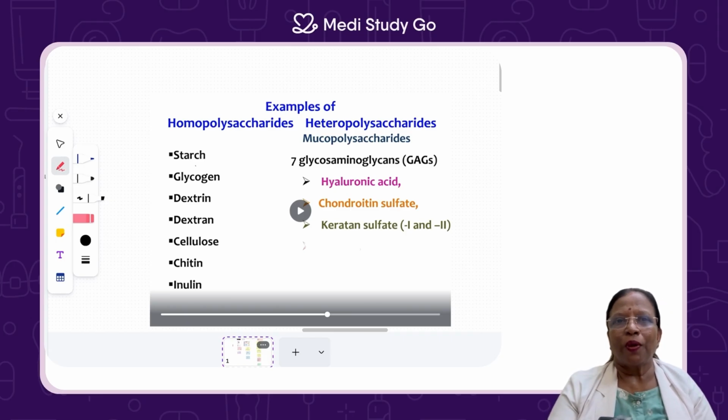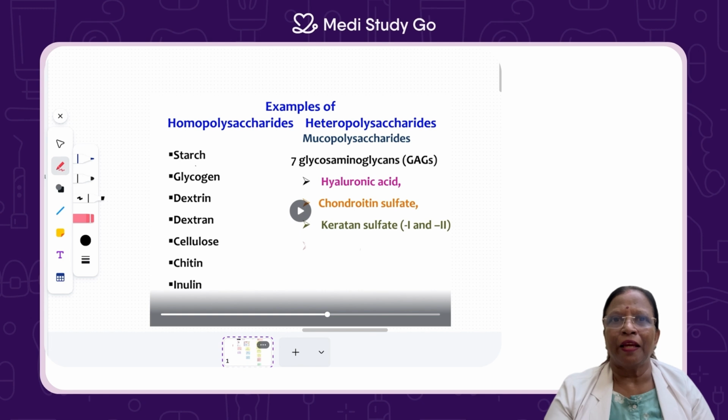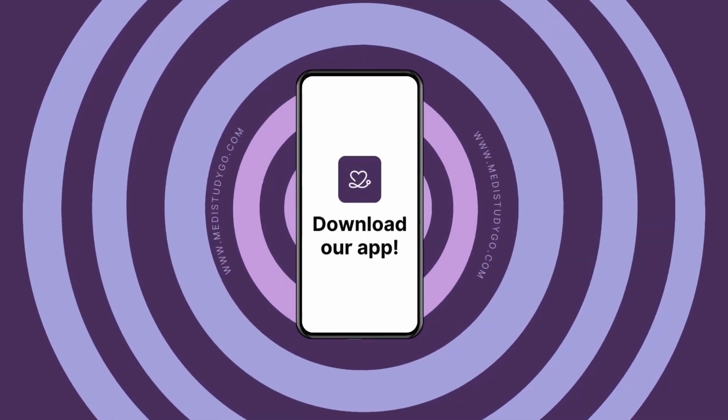So with this, we come to the end of part 3, that is homopolysaccharides. In part 4, we are going to discuss heteropolysaccharides. See you in part 4.